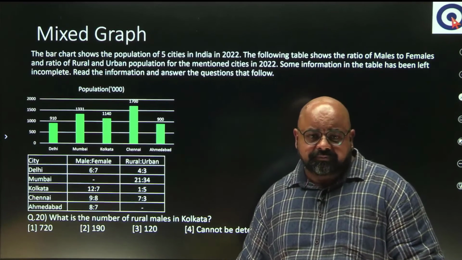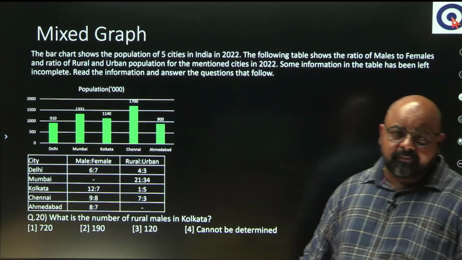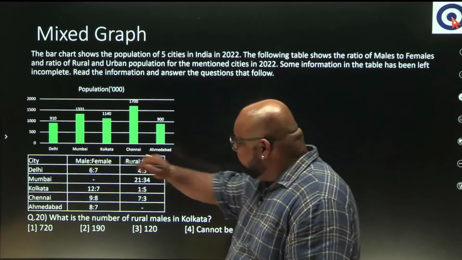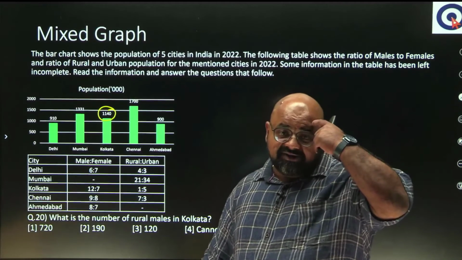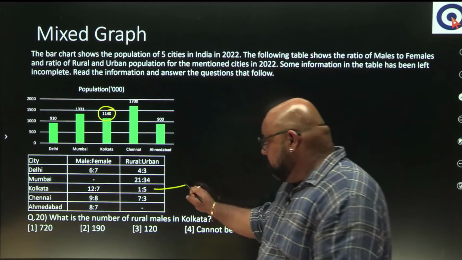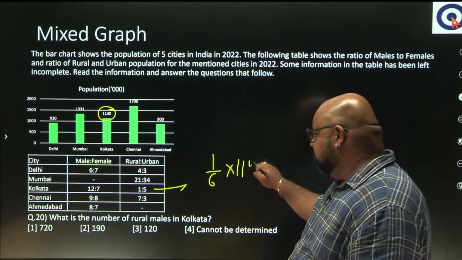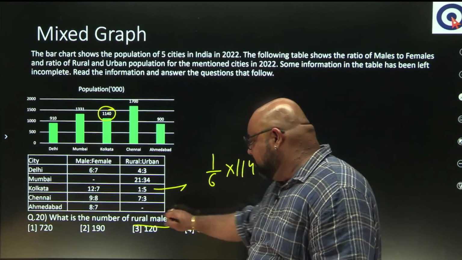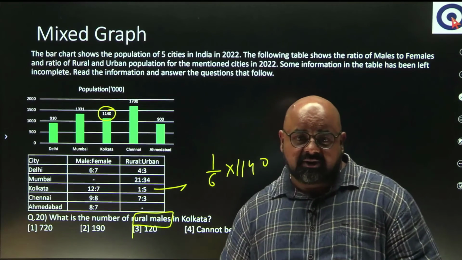Next, what is the number of rural males in Kolkata? Now, Calcutta has 1140 people. Out of this, how many rural people are there? Rural population is 1 by 1 plus 5, 1/6 of 1140. But I don't stop there, I want rural males. What will be the number of males out of these?